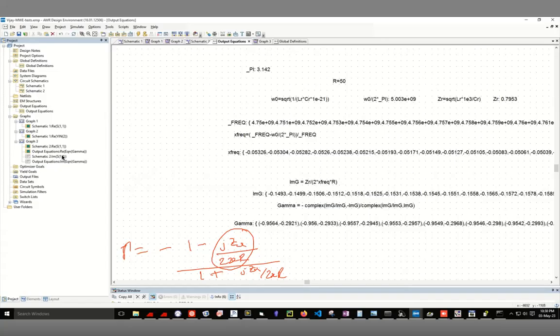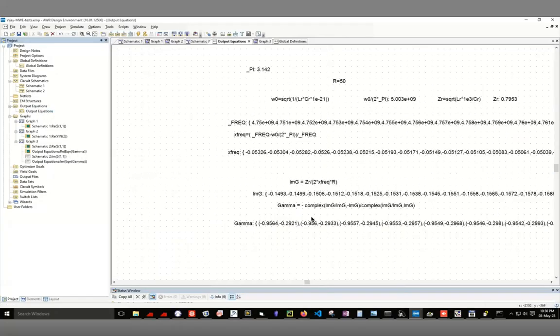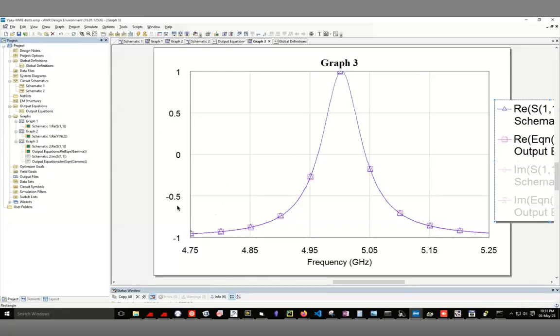Okay. So then all you have to do is create the graph. So the first plot here is the schematic, the real part of S11, which is the standard measurement. That's in blue. And the second one is the output equation, again the real part of the gamma, which we had just calculated here. Okay. So you see that these two match quite well. They're almost on top of each other. You can barely see the difference.